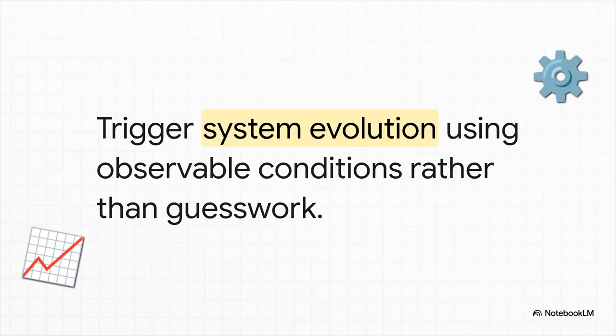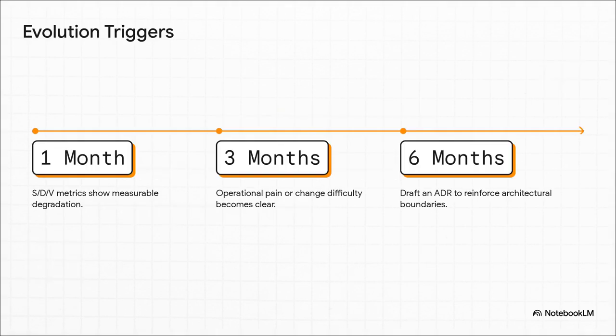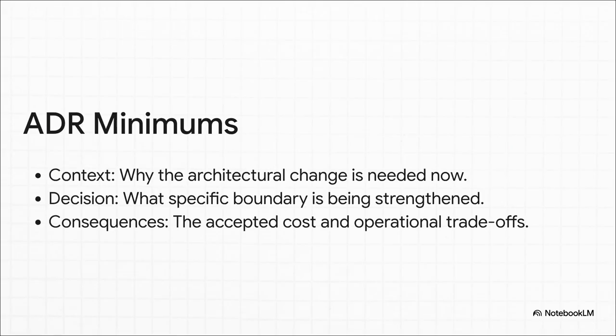Finally, Chapter 7, managing system evolution. How do we objectively know when it's time to upgrade our architecture? Simple. We don't guess. We wait for measurable degradation in our metrics to trigger an architecture decision record. And an ADR doesn't need to be a novel. Just capture the context, decision, and consequences.